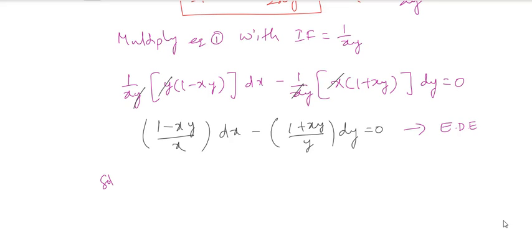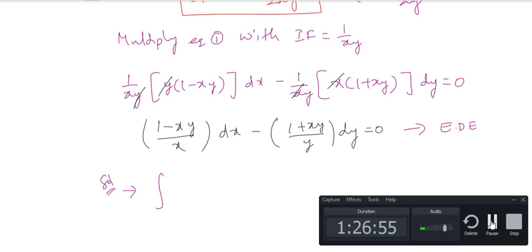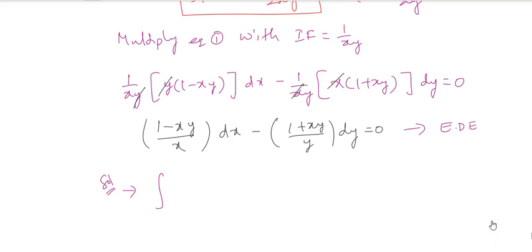So now the solution for this is the integral of M dx + N dy, where you treat y as a constant. So 1 by x minus, that x will get cancelled, you will have minus y dx, plus the integral of terms not containing x. So only minus 1 by y will be there, dy, equal to a constant.